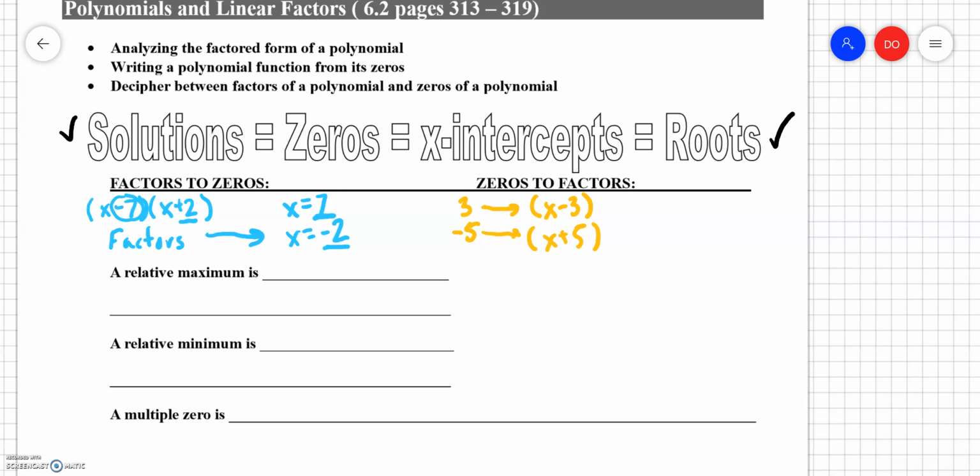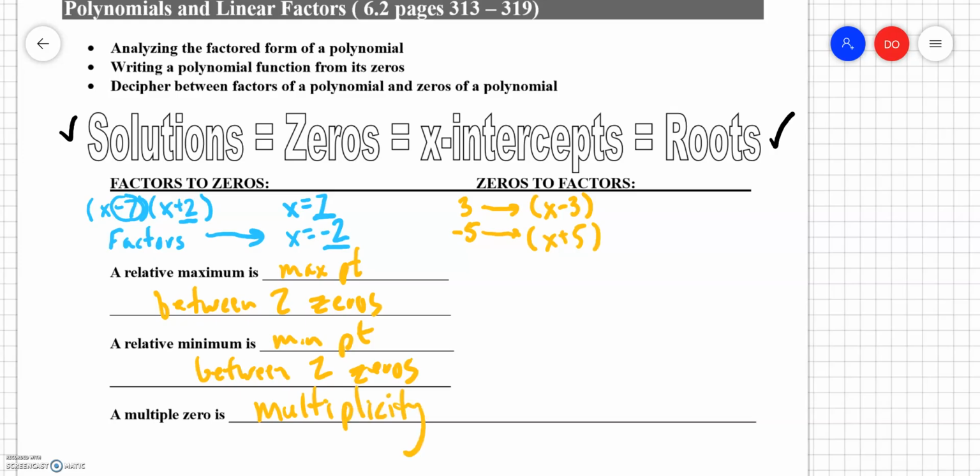Okay, more vocab. We have relative maximum. That is a maximum point between two zeros. A relative minimum would be the same idea, but a minimum point between two zeros. And a multiple zero is said to have what's called multiplicity. That means it occurs more than once.